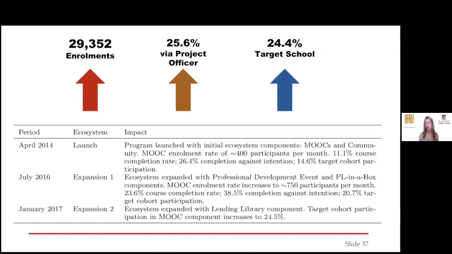We've also been able to demonstrate through our program evaluation how different components of the program work together to inform policy and rollout of curriculum. We've seen that with our launch, we just had the MOOCs, but with an expansion of providing that professional development support and Peel in a Box, we had course completion rates rise, and we also had our target cohort participation rate rise. Our target is low SES and rural remote schools. Then by adding that ecosystem layer with the lending library, our target cohort participation increased to almost 25%. Through that type of layering, we're able to demonstrate the value of having that face-to-face support, of having the technology in schools that often don't have this equipment.